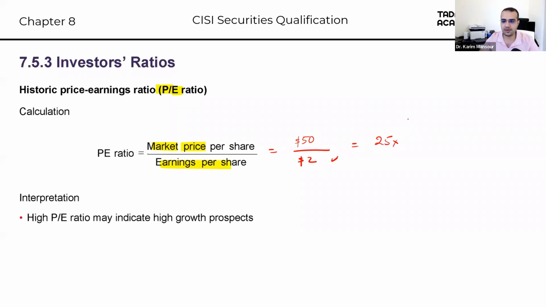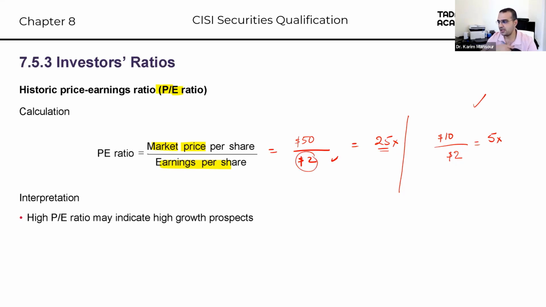Let's assume another company is earning $2 per share. However, if I'm going to buy the share of this company, I will only pay $10 to get it. So I am only paying 5 times more for it. So this other company is considered to be cheaper. This company is considered to be more expensive because you are paying a lot to get this $2 of earnings.